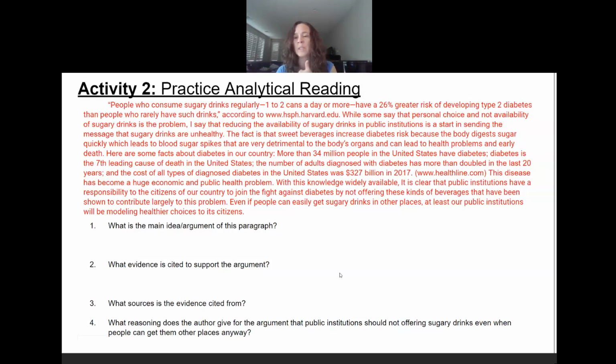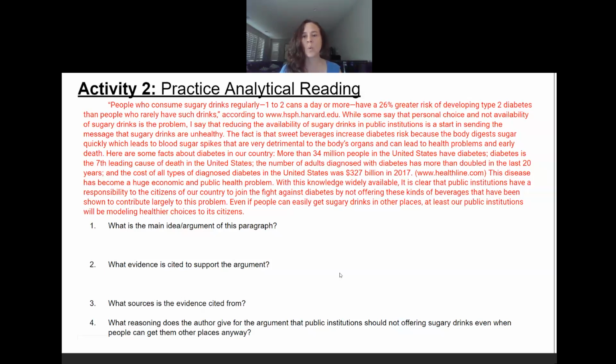They can get them at the grocery store. They can get them at a restaurant. They can get them from vending machines, not in public institutions, if public institutions were to follow this rule. So why does the author say, what's the argument? What's the reasoning? Why argue for public institutions to not offer sugary drinks when sugary drinks are available everywhere? You can get them. Is it really going to stop people from drinking them? So what's this author's argument?